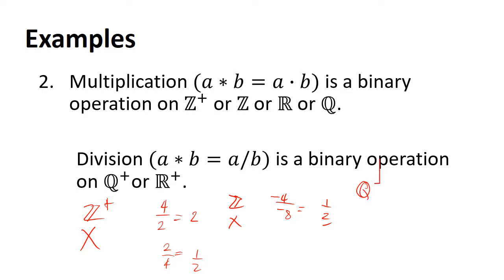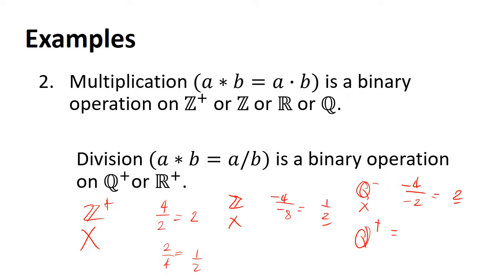How about on the set of negative real numbers? Why is it not a binary operation on the set of negative real numbers? Because if we divide negative 4 by negative 2, we get positive 2. Positive 2 is still a whole number and a rational number. However, it does not belong to the set of negative rational numbers. Therefore, again, it is not a binary operation on the set of negative rational numbers.